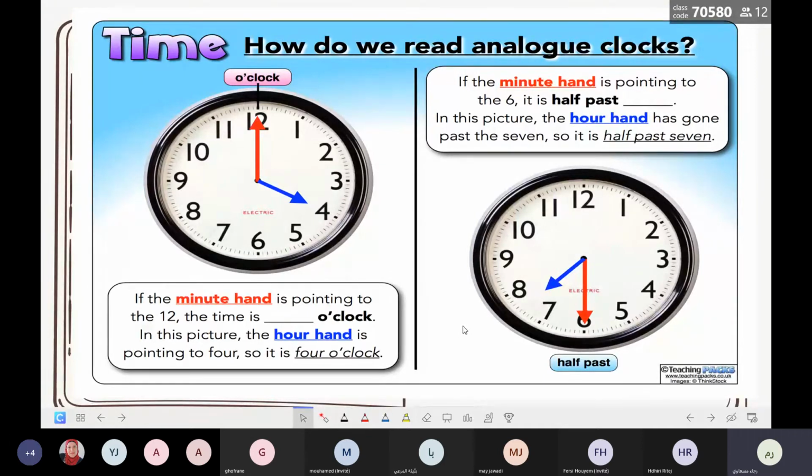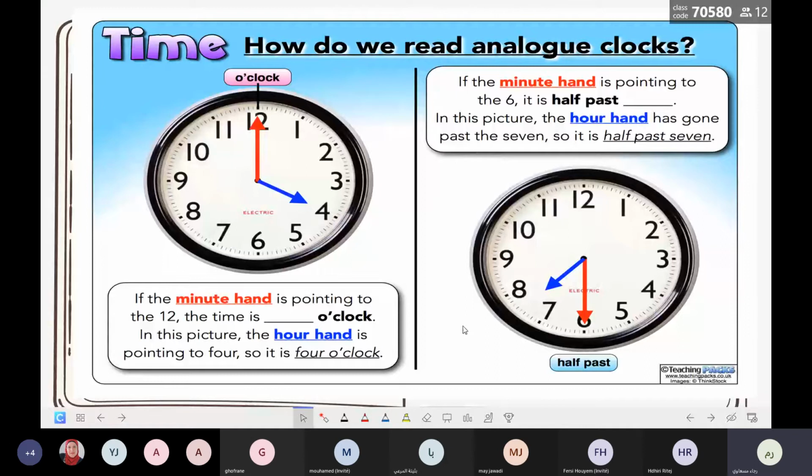So, I repeat, the short hand is the hand of the hours, and the long hand is the hand of the minutes. If it is pointed on the number 12, it means o'clock, 4 o'clock, 5 o'clock, 6 o'clock, okay? If it is pointed on the number 6, it means half, 30 minutes.